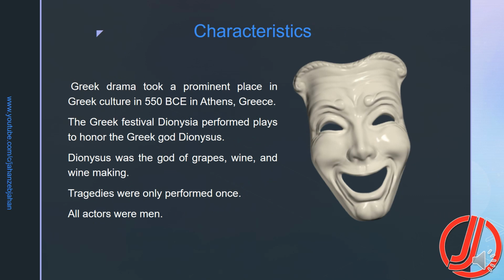Now the characteristics of Greek drama or tragedy. Greek drama took a prominent place in Greek culture in 550 BC in Athens. The Greek festival Dionysia performed plays to honor the Greek god Dionysus. Dionysus was the god of grapes, wine, and winemaking, and he was the son of Zeus. Tragedies were only performed once. You could not repeat them. All the actors in the beginning were male, and afterwards females were added.